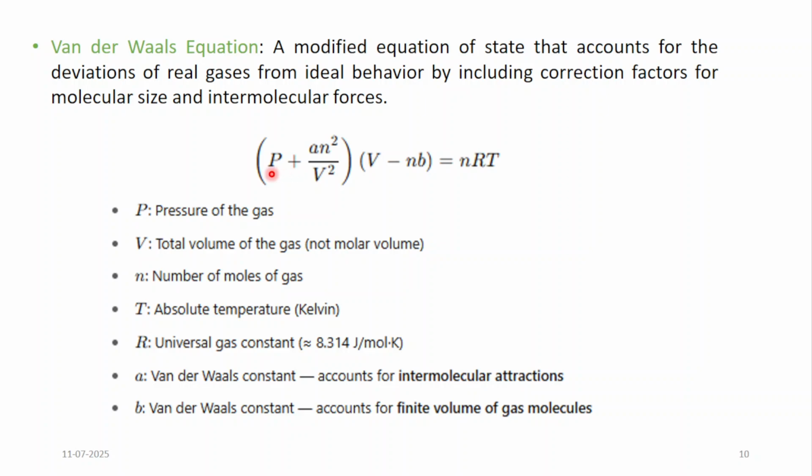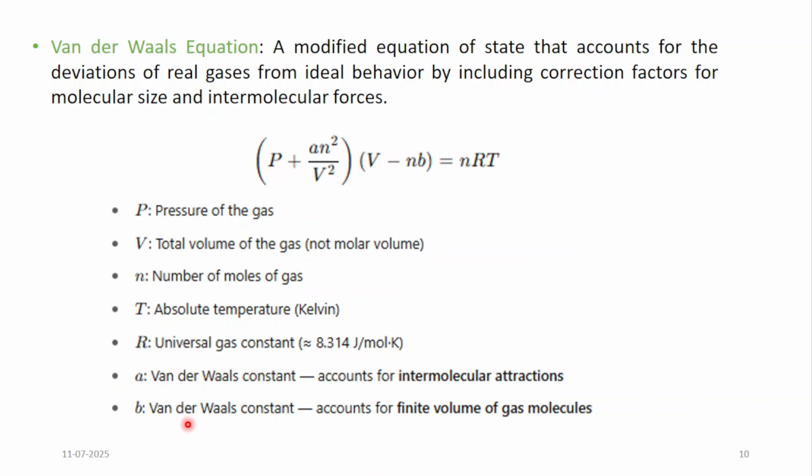So it becomes, instead of PV equal to nRT, (P plus a n squared upon V squared) into (V minus nb) equal to nRT for n moles of gas. For 1 mole, it takes the form (P plus a upon V squared) into (V minus b) equal to RT. T is temperature, R is the universal gas constant, V is volume, P is pressure.